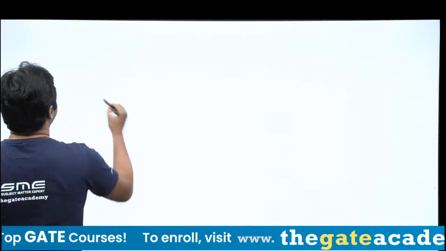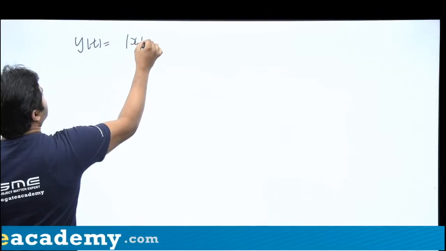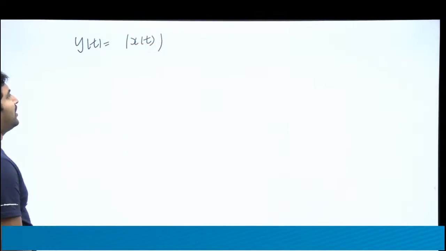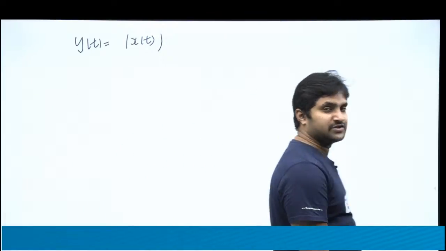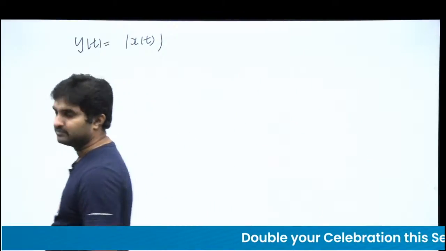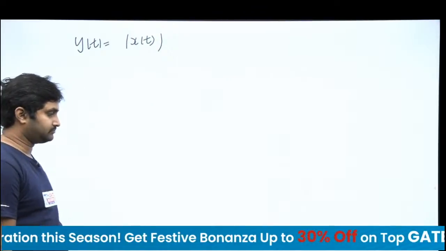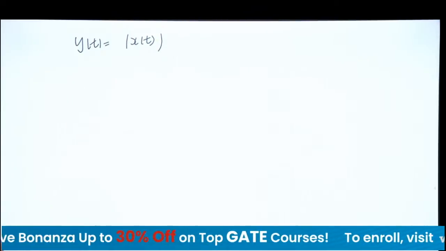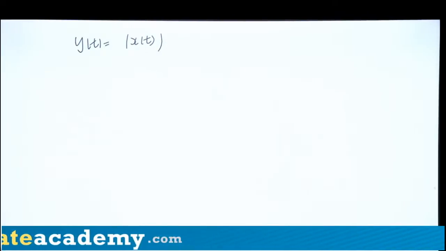Now let us say y of t is equal to mod of x of t. Is it a linear system? Yes or no? Is this a linear system? Y of t is equal to mod of x of t? Yes or no? No.